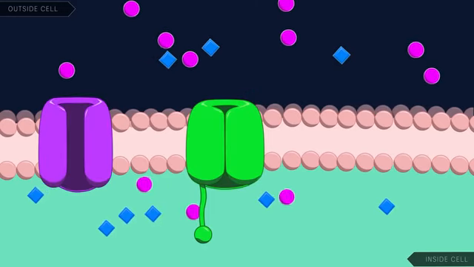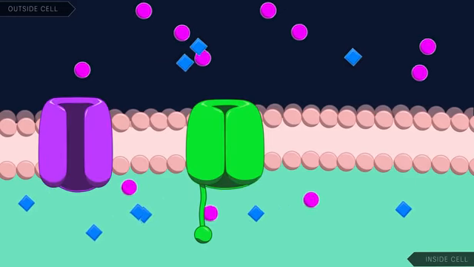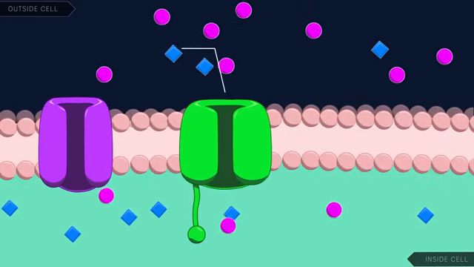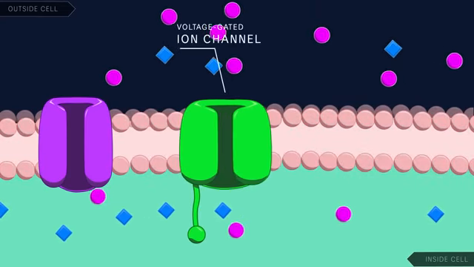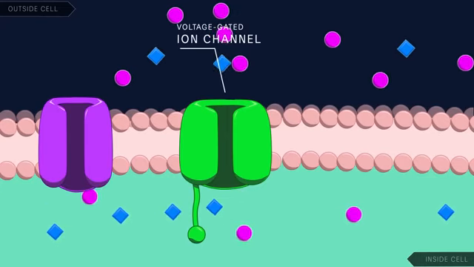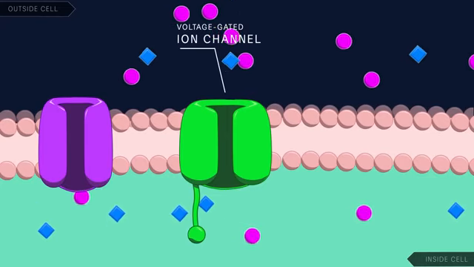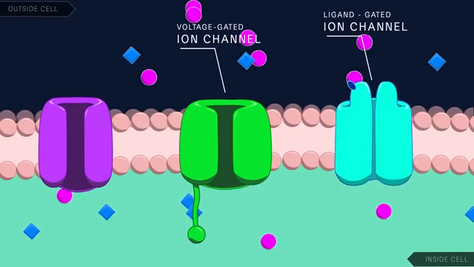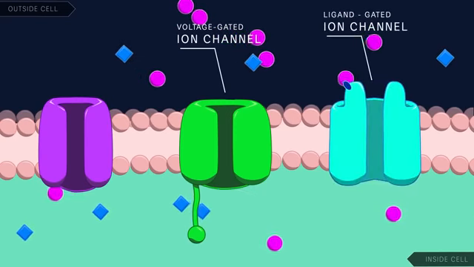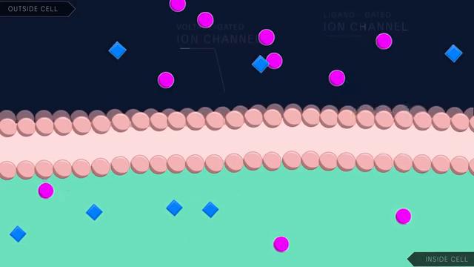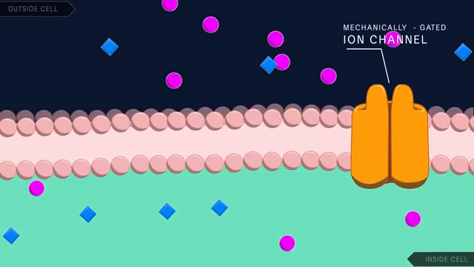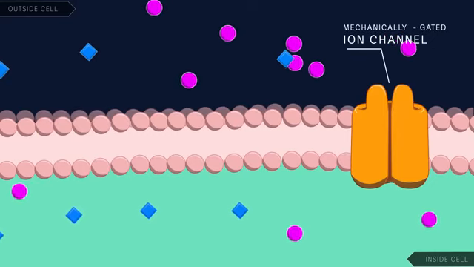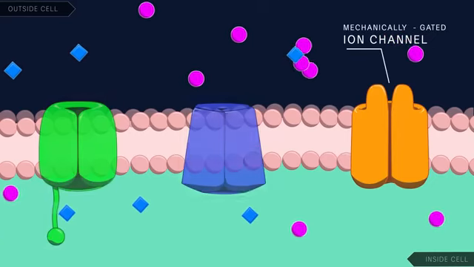Some ion channels are always open, but many require a signal to tell them to open or close. For example, voltage-gated channels only open when the membrane potential reaches a certain value. On the other hand, ligand-gated ion channels are triggered to open when they are bound by a specific molecule. Mechanically gated ion channels open in response to physical forces, such as changes in length or changes in pressure.